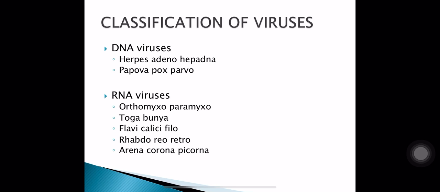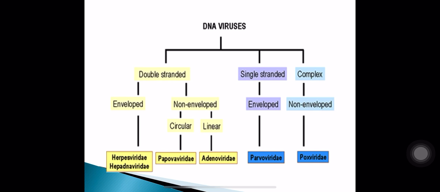RNA viruses are about 13 in number: orthomyxoviruses, paramyxoviruses, toga virus, bunya virus, flavi, calici and filo, rhabdo, reo and retro, arena, corona and picorna. So 13 RNA viruses: orthomyxo, paramyxo, toga, bunya, flavi, calici, filo, rhabdo, reo, retro, and arena, corona and picorna. So 6 DNA viruses and 13 RNA viruses have been known to us.